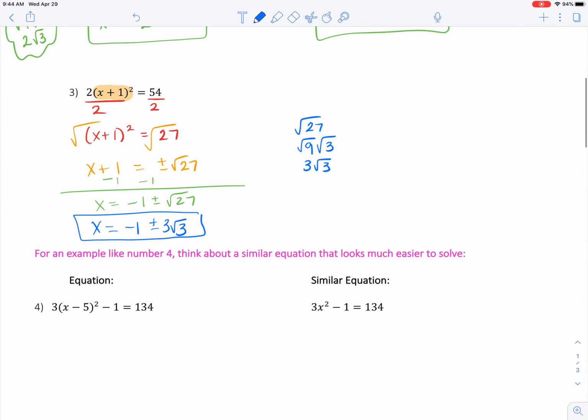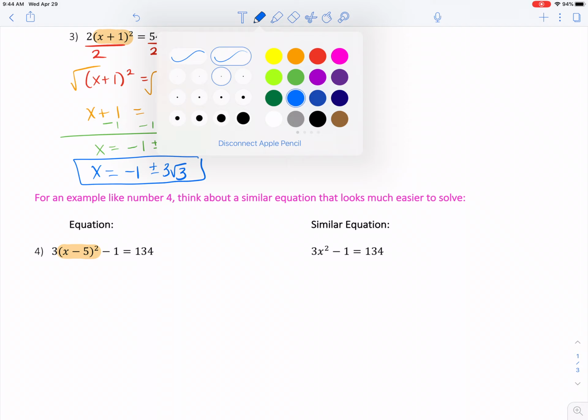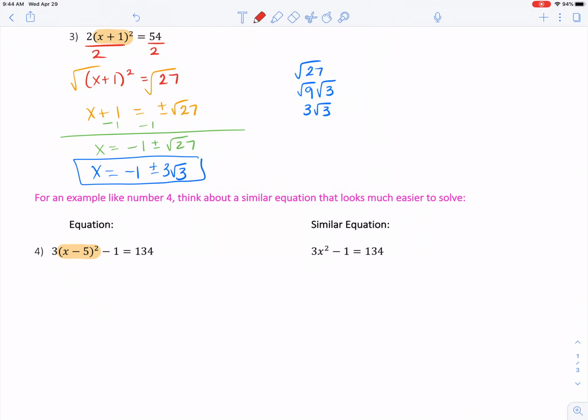The next one's going to be even a little bit more involved. Again, we have the binomial squared. However, we have the 3 in front and the -1. So let's compare this to a problem like yesterday. Yesterday, you just had to worry about getting the x squared by itself, but it was the same steps. First, getting rid of that -1 by adding 1 on both sides, you'd get 3x squared equals 135.